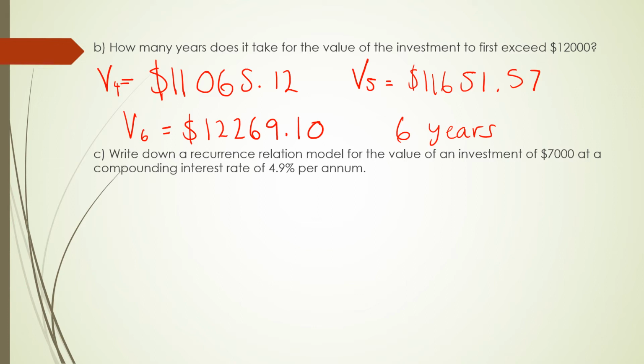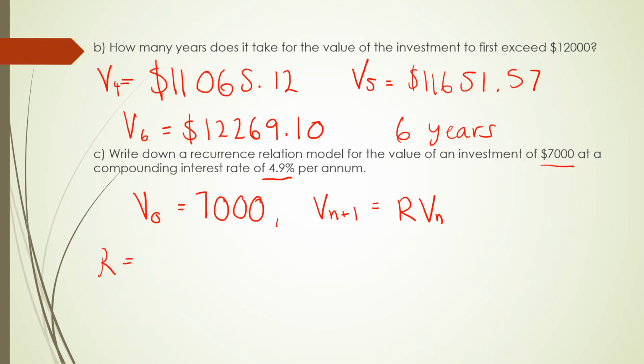And finally C, write down a recurrence relation model for the value of an investment of $7,000 at a compounding interest rate of 4.9% per annum. All right, so first thing, identify the starting or the initial. In this case, it's 7,000. When we structure our recurrence relation, it's going to look like this. We have the R value times Vn. So right now we need to work out what that R value is.